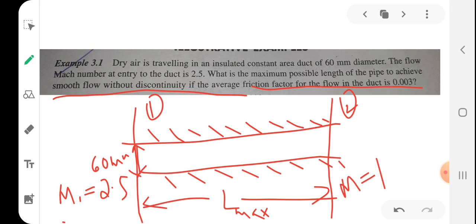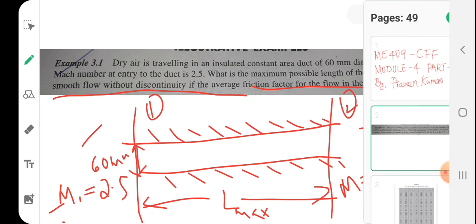So how to find it out? The dia is given, the entry Mach number is given, and the friction factor F is also given, 0.003.